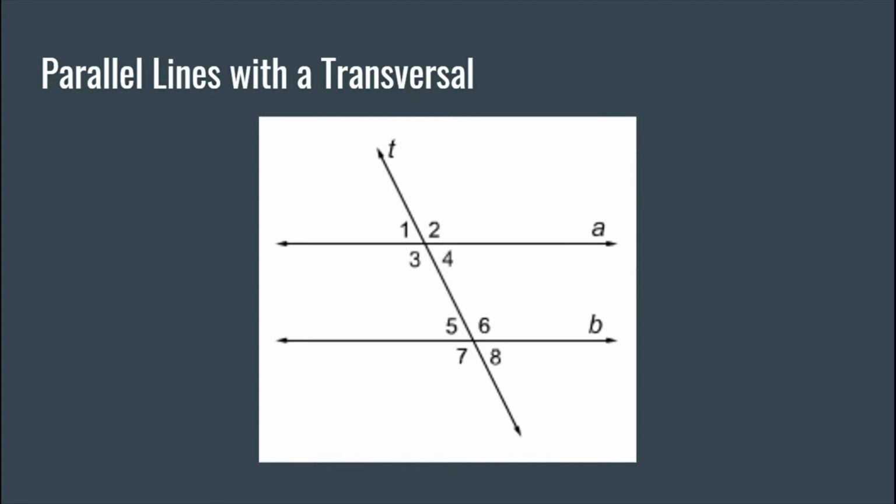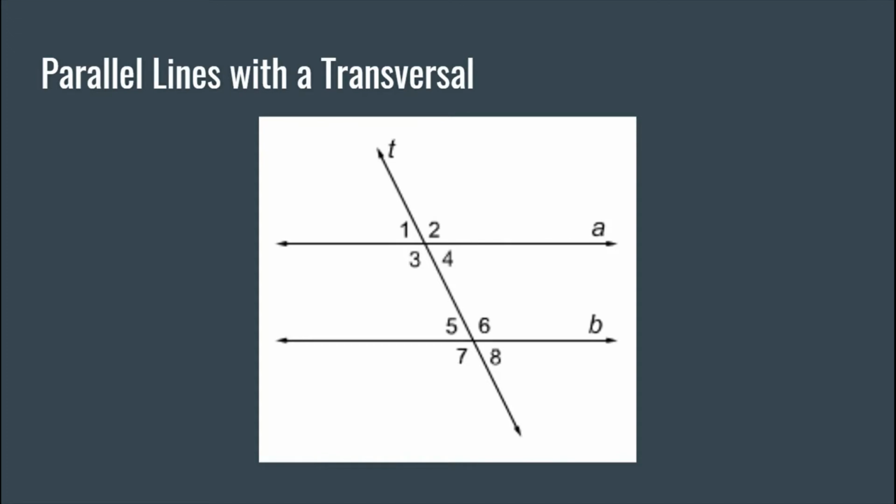So you have to make sure that you define your parallel lines. In this case, lines A and B are parallel to each other, and line T is the transversal. So the transversal cuts into these two parallel lines and creates 4 angles for each line. We'll go over each of the different types of angles that you find here.